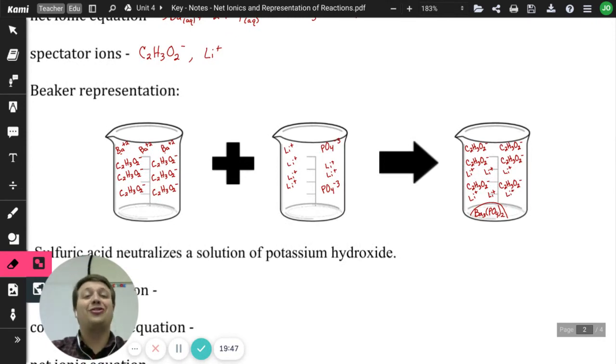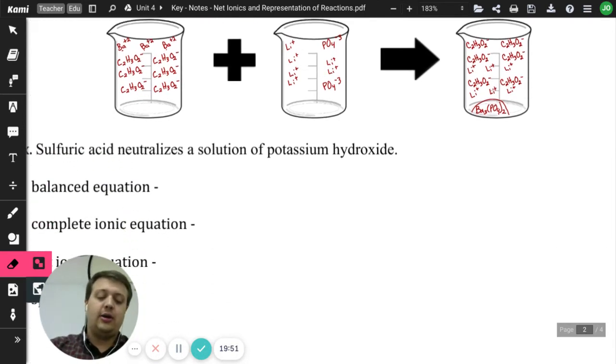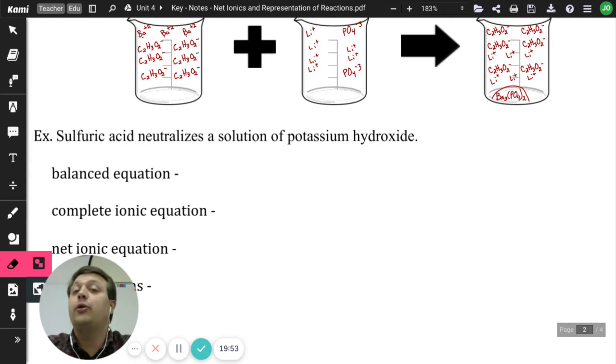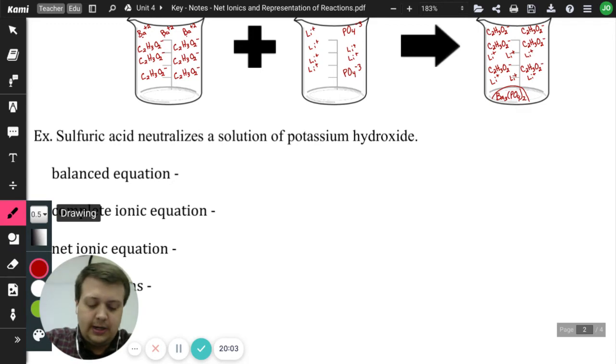Okay, so now y'all have done that. So I want y'all to do one more. So we're going to slide on down here. We've got sulfuric acid. So I want you to pause your video, solve this next one, do the net ionics. I got rid of the beaker representation for this one just to speed it up a little bit for you. All right, so pause your video.